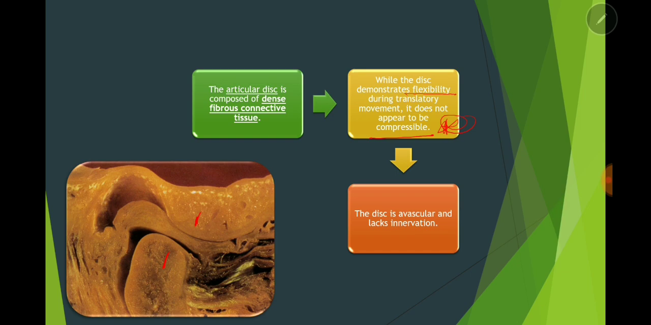And the disc is avascular. It has no blood vessels, and it lacks innervation. The disc does not have any nerves. So there are no blood vessels in the disc and no nerves in the disc. It is avascular, and it has no lymphatics either. So you have to know that.